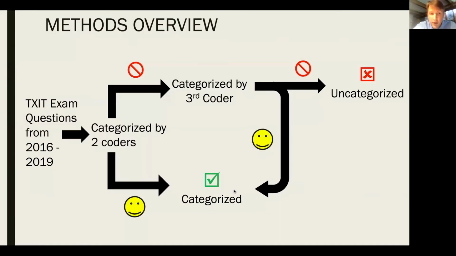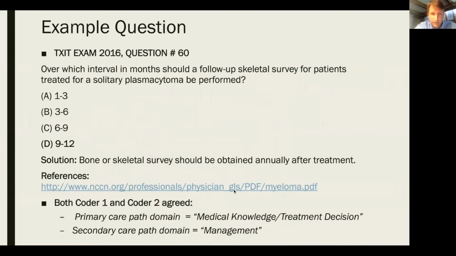We had 2 coders take the examinations from 2016 and 2019, representing about 1,200 questions in total. And each coder independently categorized each question by the primary care path domain, and then if applicable, the secondary care path domain. If they agreed, we called the question categorized. If they disagreed, then we asked a third coder to step in and provide an assessment. If they agreed with any of the initial 2 categorizations, then the question was categorized. If there's no consensus reached, we call the question uncategorized.